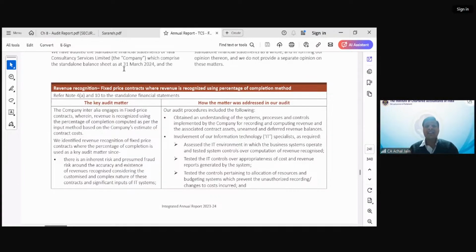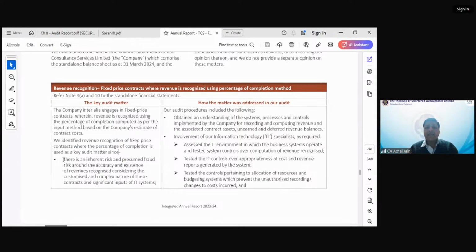Some of you are saying AS 9. No, it appears to be a case of AS 7 for me. Anyways, for this company, Ind AS was applicable, but still, if you want to draw the reference, it should be to AS 7. Okay. We identified revenue recognition of fixed price contracts where the percentage of completion is used as a key audit matter. Since, okay, so the auditor is explaining why this is a key audit matter.